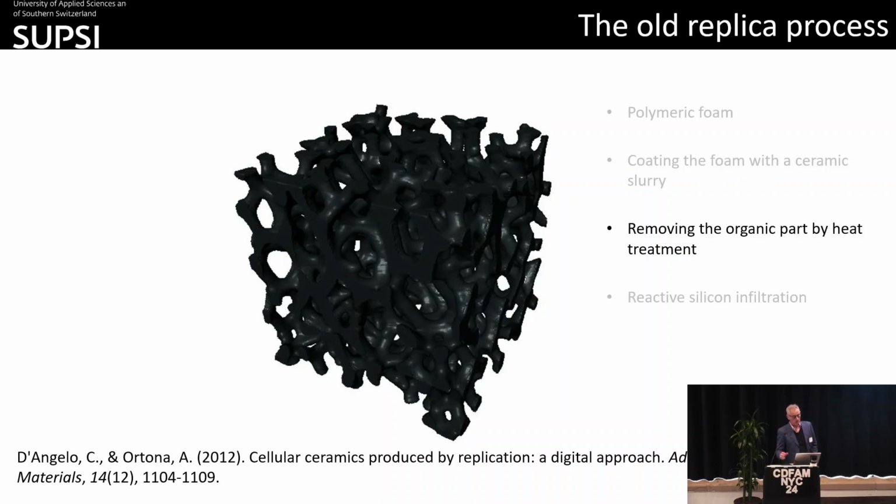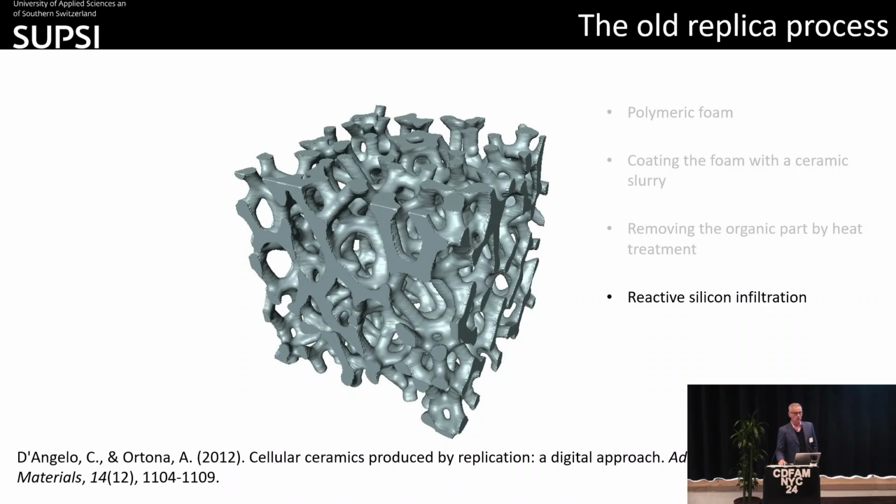Then you heat treat this body, so you burn out all the organic part, the polyurethane foam inside and all the organic binders. And in the case of most of the ceramics I'm working with, finally we do what is called silicon infiltration. This body, which is comprised pretty much of carbon, we put into a vacuum furnace at very, very high temperatures. We melt silicon, and silicon by capillarity is sucked into the microstructure of this porous body.